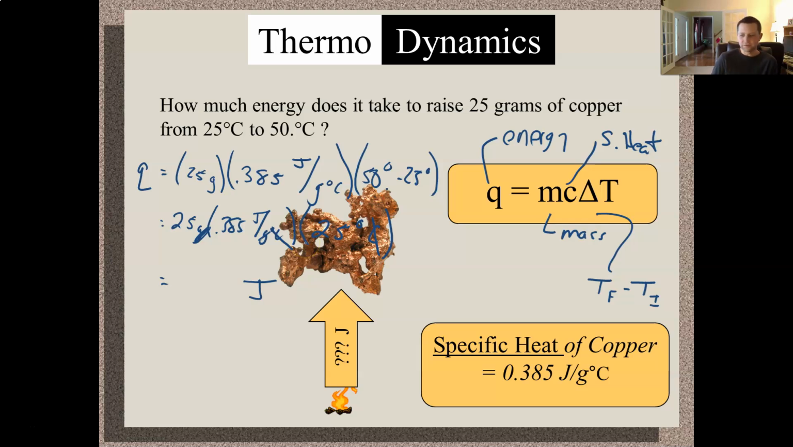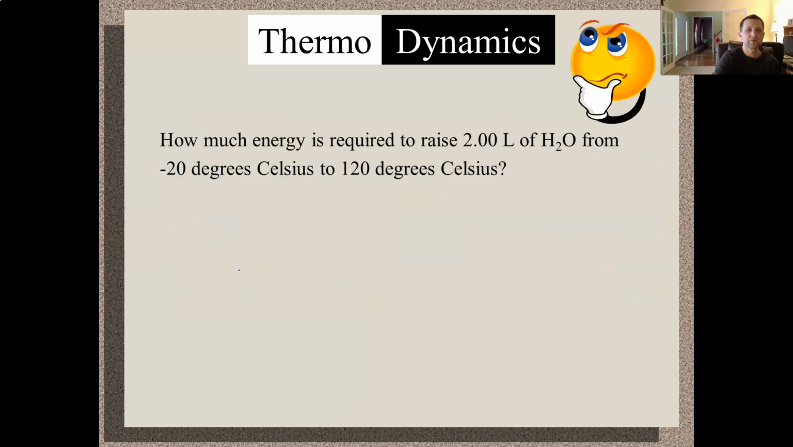Looks like our answer should have 2 sig figs, and we end up with 240 joules of energy to raise 25 grams of copper by 25 degrees Celsius, from 25 to 50. Your Q value is a positive value for this one. Energy is going in, it's an endothermic process. Energy is required to heat up this piece of copper. So that's what we want to look at here.